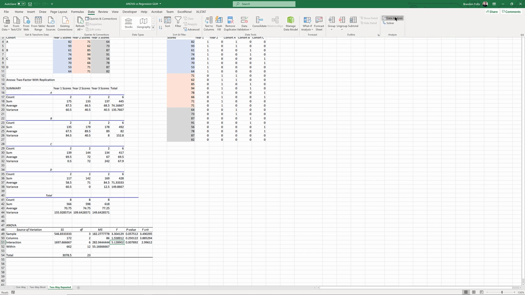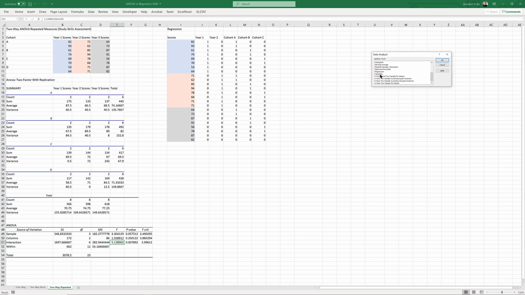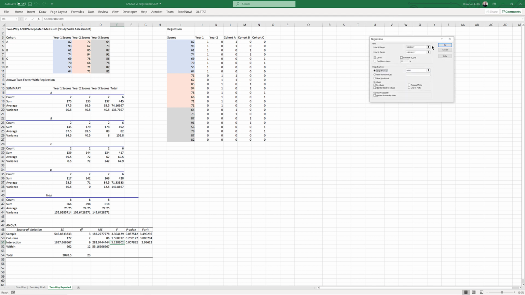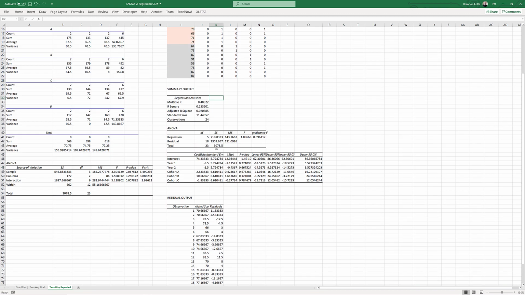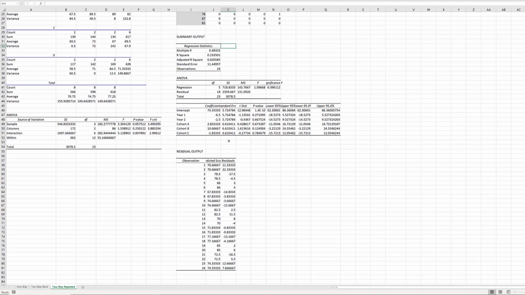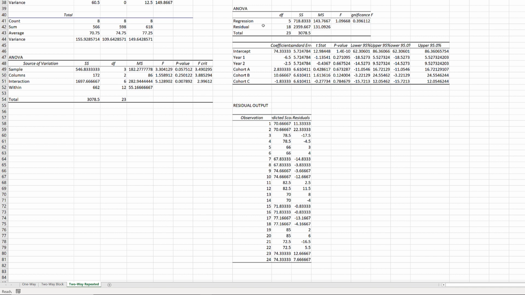So we'll go up to data, data analysis, regression, click OK. Our Y range will be our scores right here. Our X range will be our dummy variables next to it. Labels, output range, we'll make sure it's down below there so we can see it easy. We'll go ahead and do residuals again so we can look at those and click OK. I'm going to scroll down because we're really interested in comparing the 2 ANOVA tables. So what do we have here?